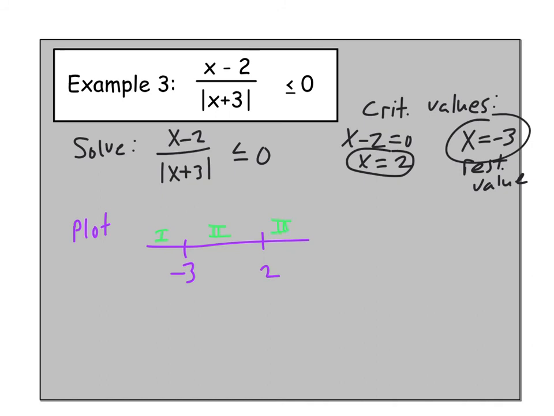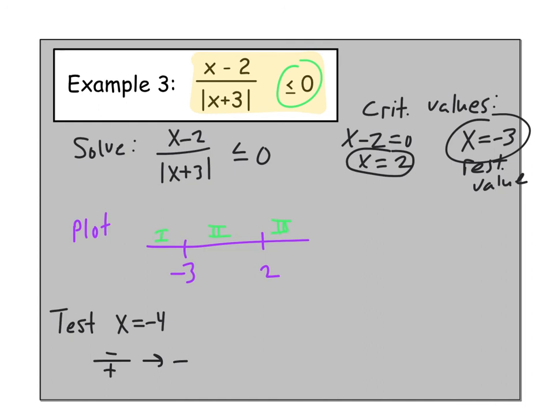And let's see what happens. So if we start doing some test points, if I test x equals negative 4, and let's just plug it into the, in this case, we didn't have to factor anything. It was kind of already broken down. So let's just plug right into the original format and see what happens. So if x is negative 4, the numerator would be a negative number. And the denominator is the absolute value of negative 4 plus 3. The absolute value of that is going to be positive. So as a whole, the fraction is a negative number. Now for this problem, we want to be less than or equal to 0. So that first interval works.